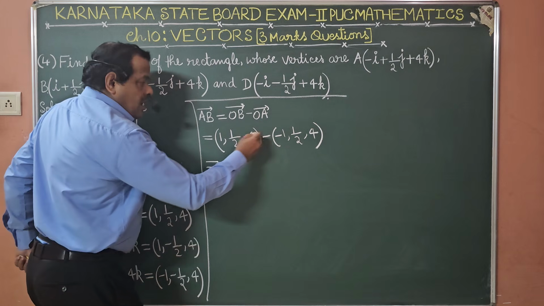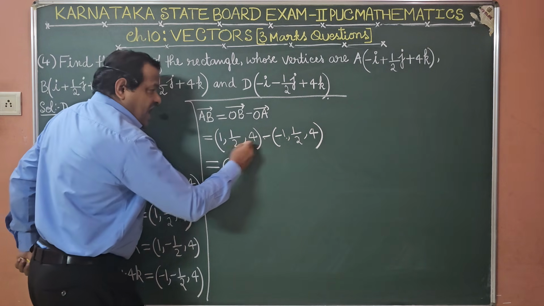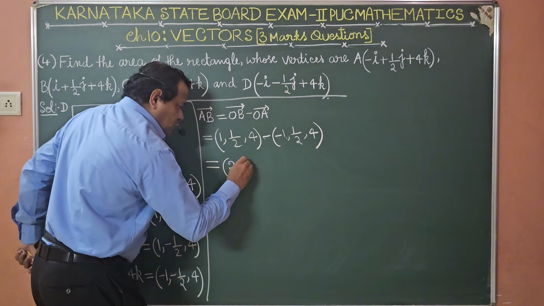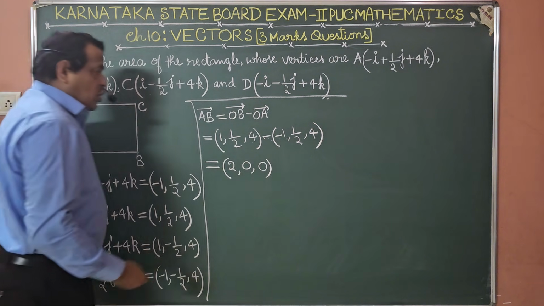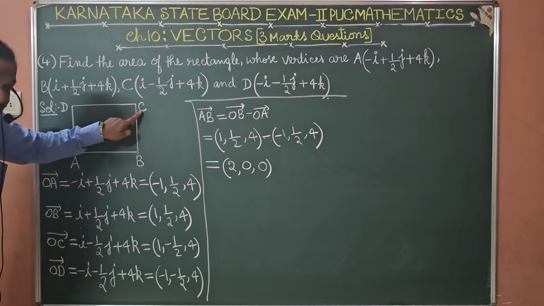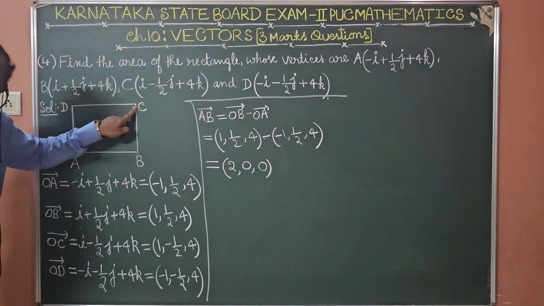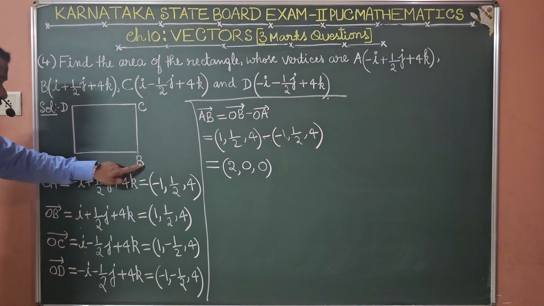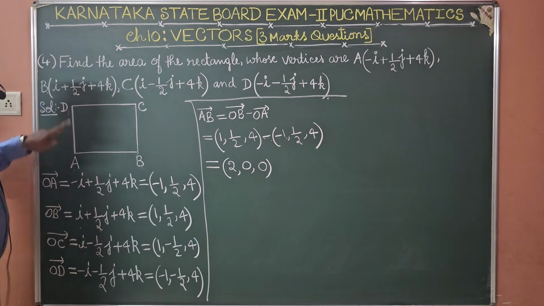See, 1 minus of minus 1 plus 1, so 2 it is. Half minus half, say 0. 4 minus 4, 0. Also, I may find BC vector, nothing wrong, but do not go for AC vector. So instead of finding BC vector, I will find AD vector.